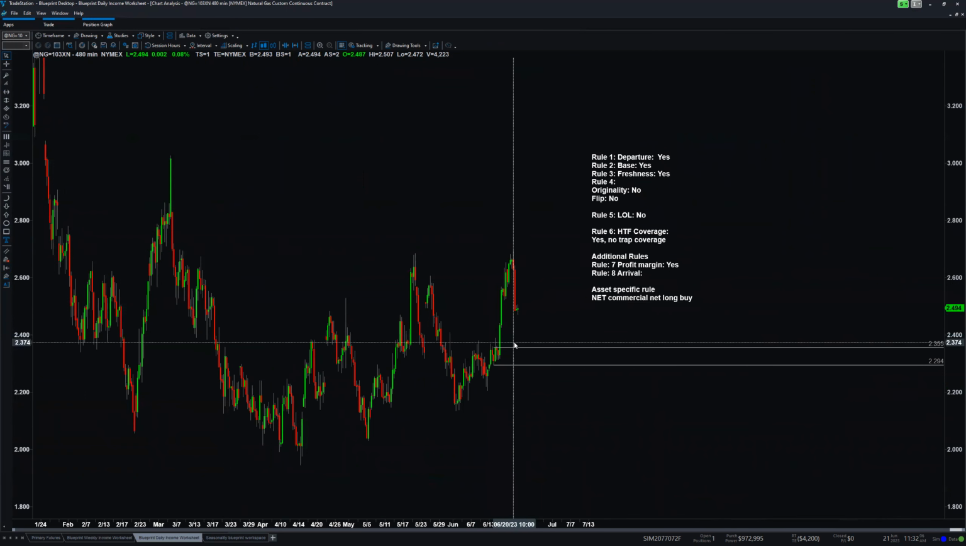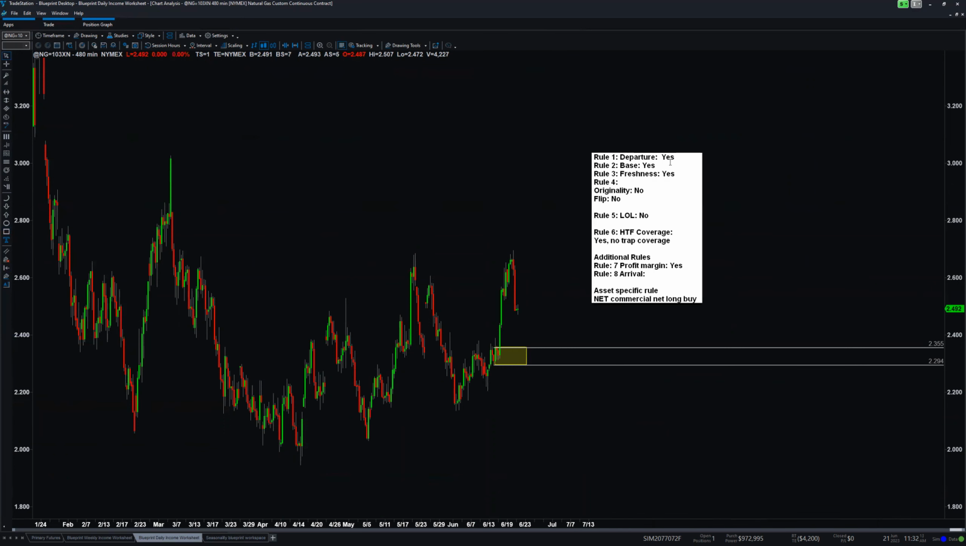What about the leg out? Well, the leg out is beautiful. Departure, yes. Base, I've got 1, 2, 3, 4, 5 candles in the base. That's fine. Freshness, we are even on the wider version, which would be right there.